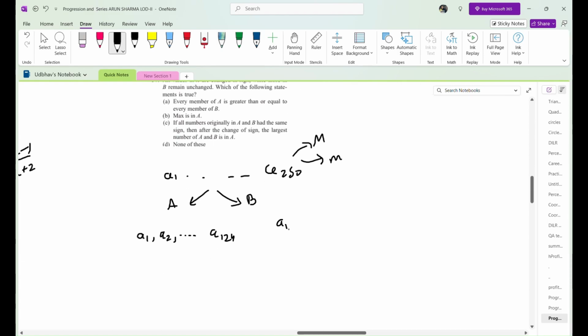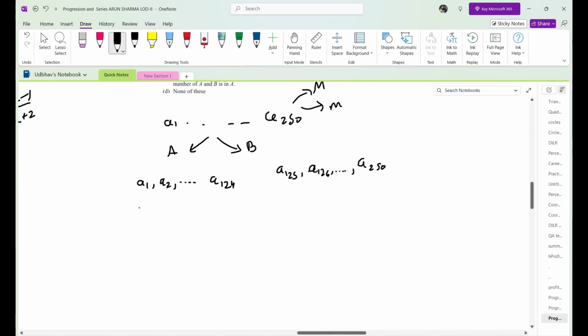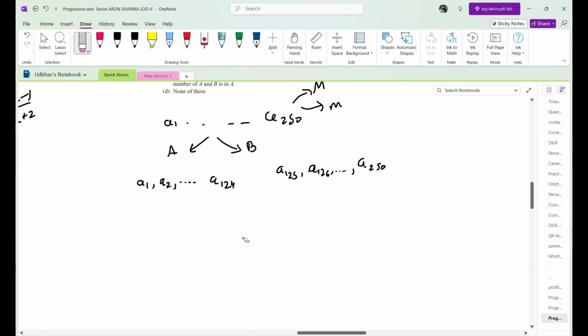And what is B? B starts from 125, 126, up to 250. And each member of A is less than or equal to each member of B, or we can write it as Tn of A is less than Tn of B.